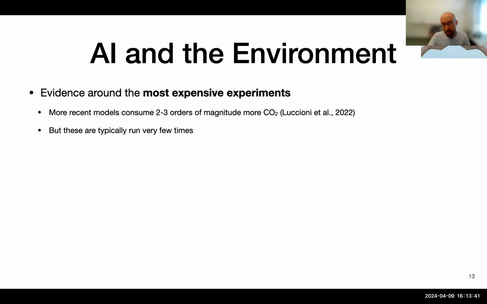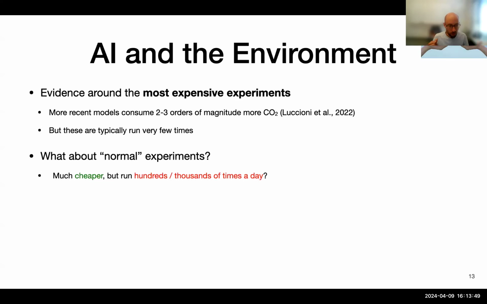But importantly, these operations are typically run very few times. They take a lot of time. They're very expensive. But what about normal, quote-unquote, experiments? Training a small model or maybe fine-tuning a model, these are far, far cheaper, but these are run actually hundreds or even 1,000 times a day by different researchers around the world. So how can you accommodate for the cost of all of these experiments?